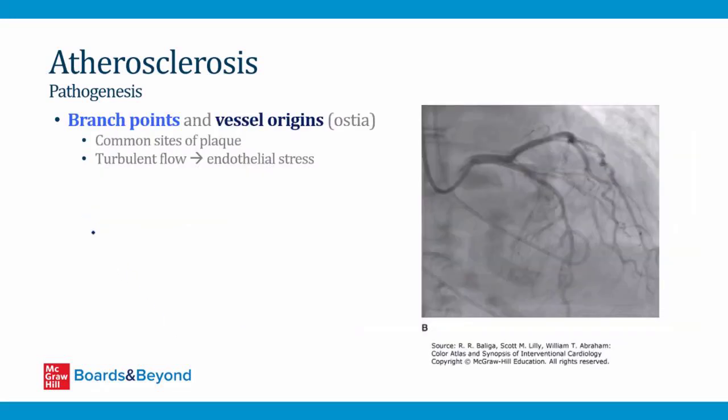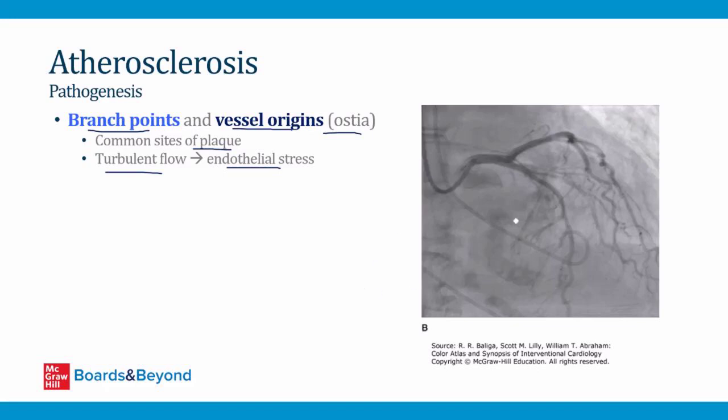Another important point about the pathogenesis of atherosclerosis comes from the fact that it commonly develops at branch points or vessel origins. The origins of vessels are also called the ostia of the vessel. These are very common sites for plaque, and it's believed that turbulent flow at branch points and vessel origins leads to endothelial stress, and that may be why these areas in the body so commonly develop atherosclerosis.